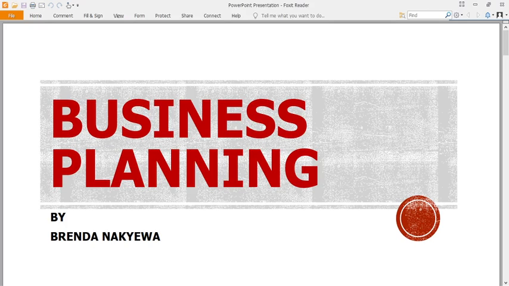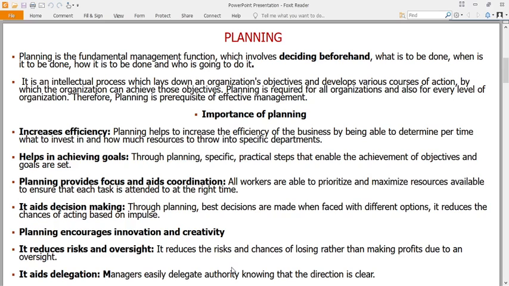And like I mentioned in the previous recording, since this unit looks at agribusiness management, we are basically going to be looking at the key roles of an agribusiness manager or a manager in a business. So in this unit today we shall concentrate on planning as one of the key functions of an agribusiness manager. So we shall start by defining the planning process.